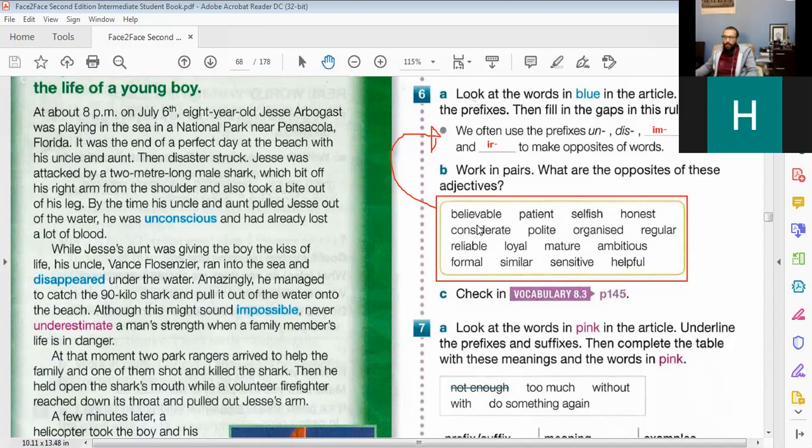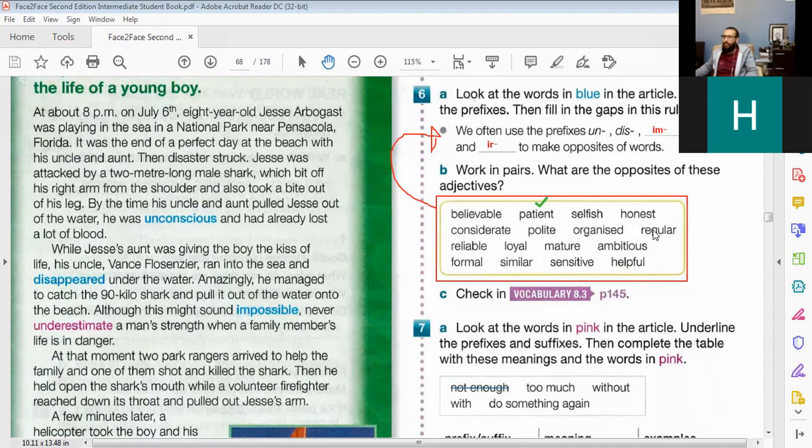So believable. Unbelievable. Is it un, U-N, or is it in, I-N? I-N. You mean I-N? Yes. Okay, what about patient? Impatient? With an I-N or with an I-M? I-N. Right. Believable, okay, I-M. Which one? Unbelievable. The first one. I-M? No, it's not. What about selfish? Some of them are actually not very commonly used.